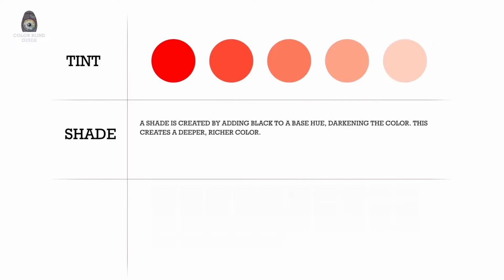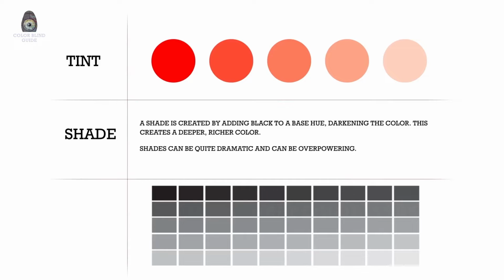Shade. A shade is created by adding black to the base hue, darkening the color. This creates a deeper, richer color. Shades can be quiet, dramatic, and can be overpowering. So this is 50 Shades of Grey in Color World.